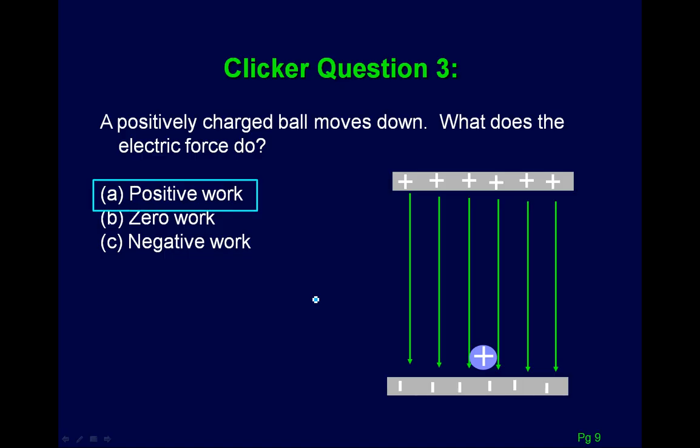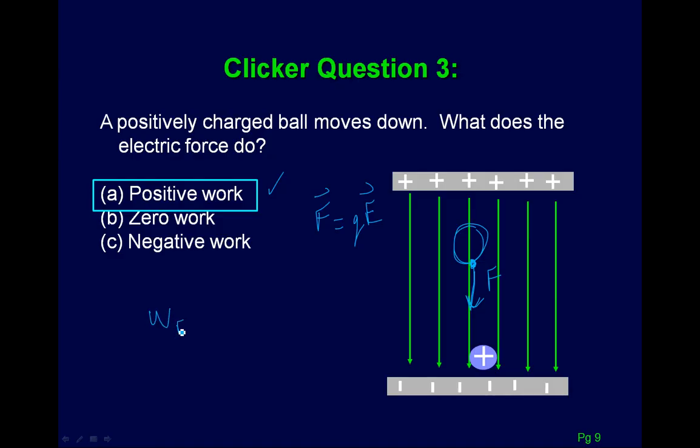Now we can think about that a couple different ways, but the easiest way here is that as this charge goes down, the electric field is pushing downwards. And so the force on this charge is going to be Q times E. Since the charge is positive, the force this charge is going to feel is downward. So the force is in the same direction as the motion, so it's positive work.